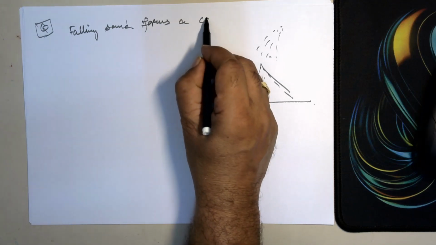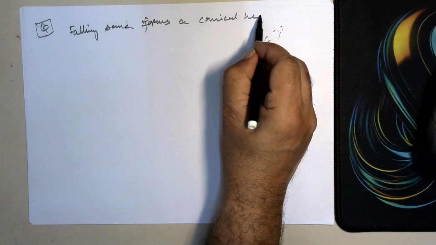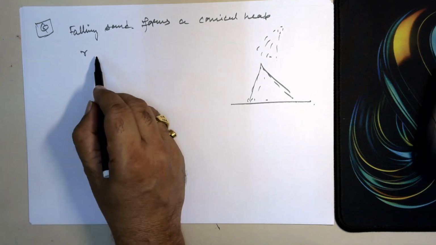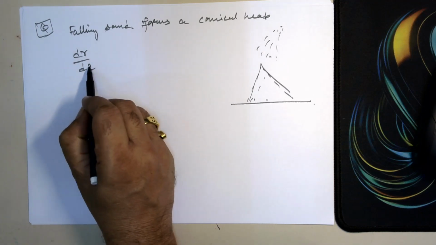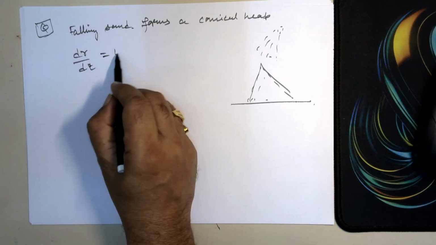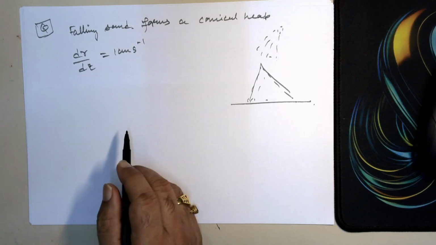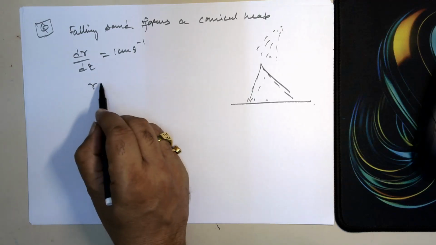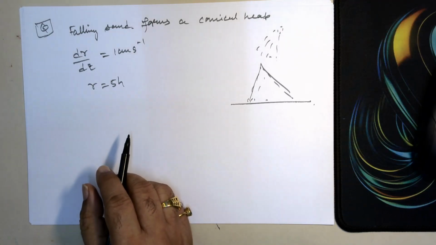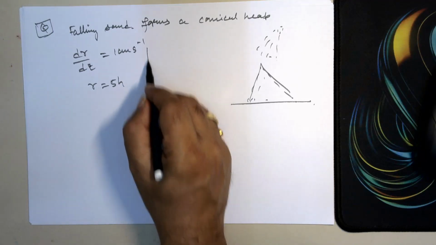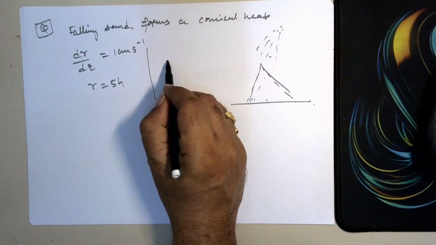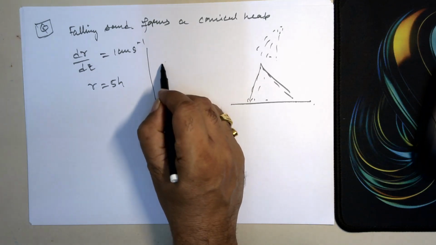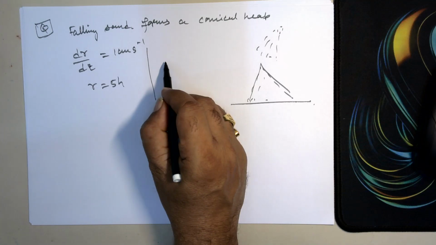Falling sand forms a conical heap on the ground in such a way that its radius is increasing at the rate of 1 centimeter per second. If the radius of the cone formed is always 5 times the height, find the rate with which the sand is falling on the ground. The rate at which the sand is falling.